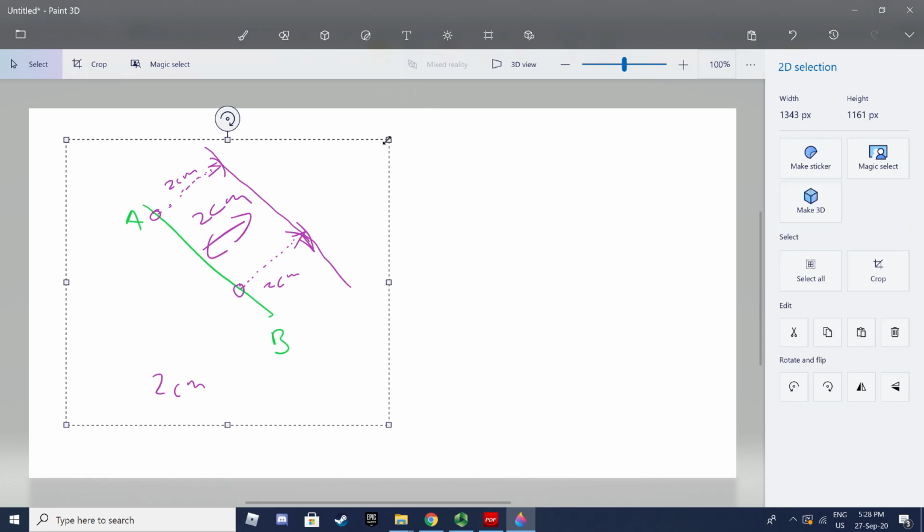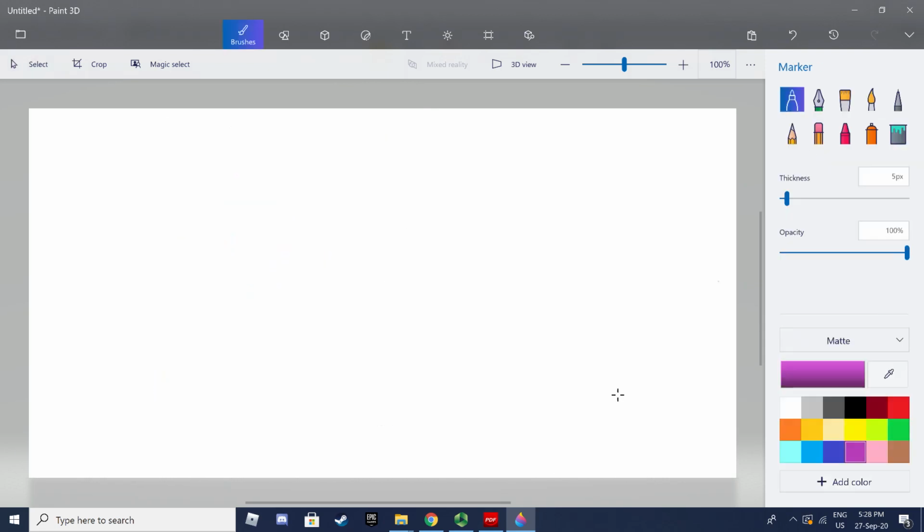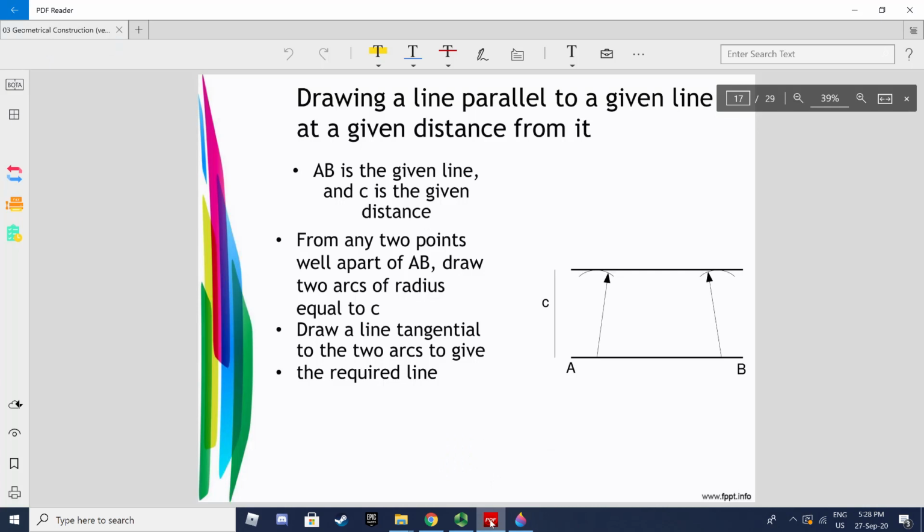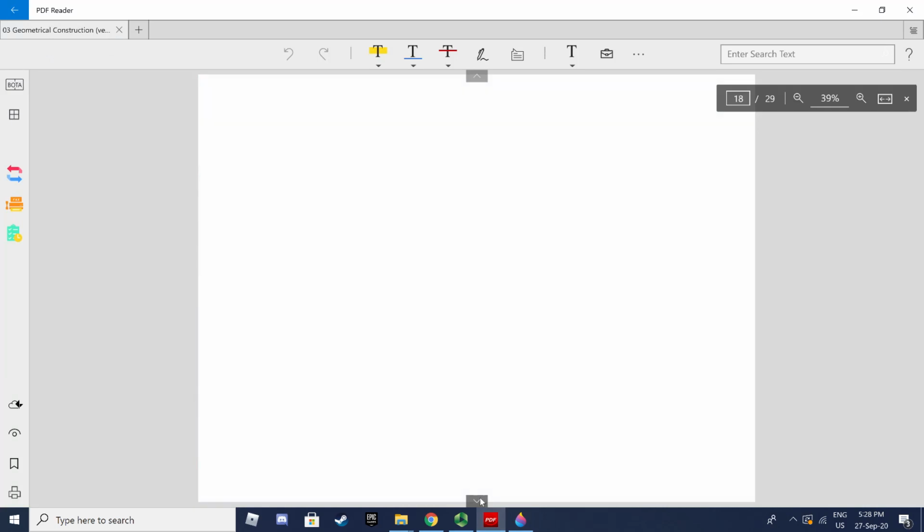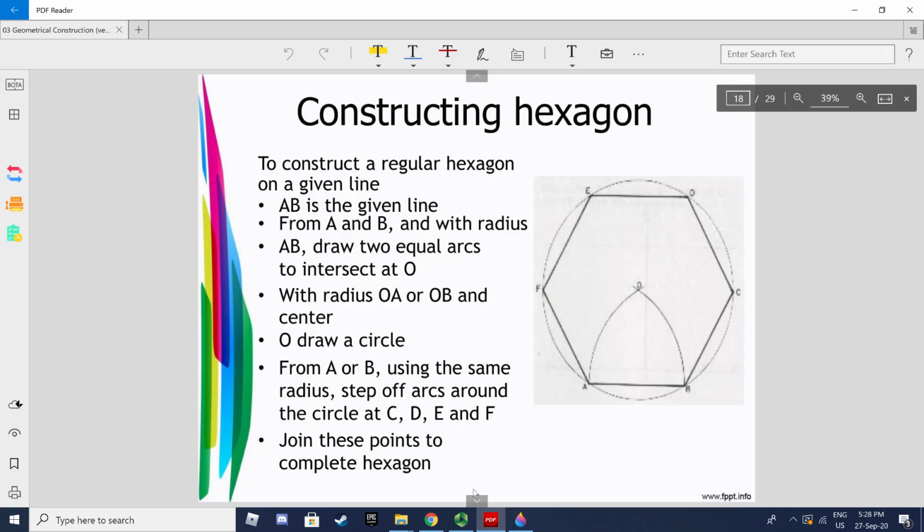As we go to another technique, constructing a hexagon. How are we going to construct a hexagon with equal sides? Let's say AB is a given line.